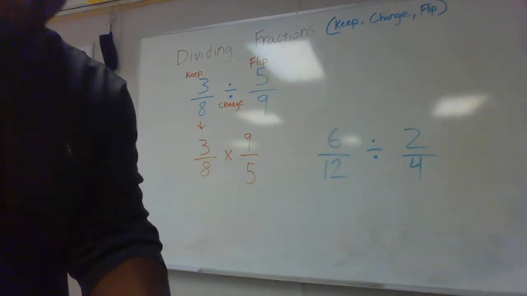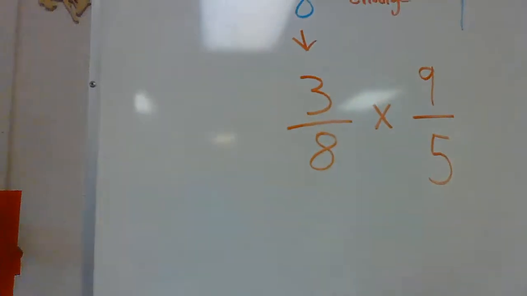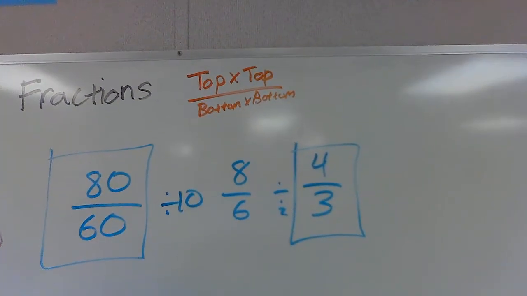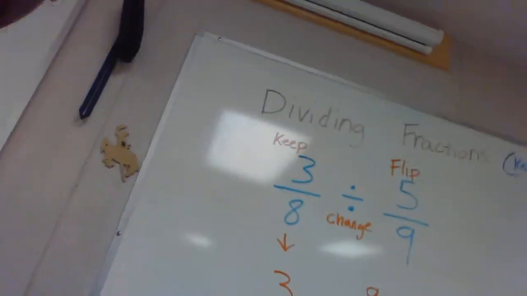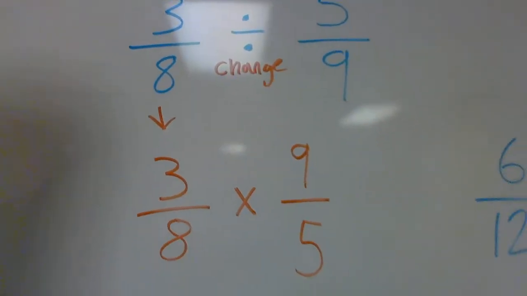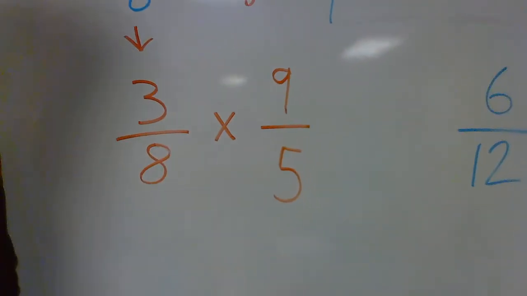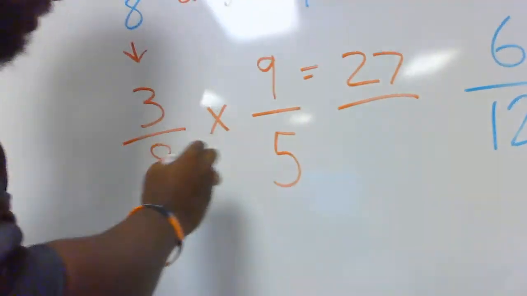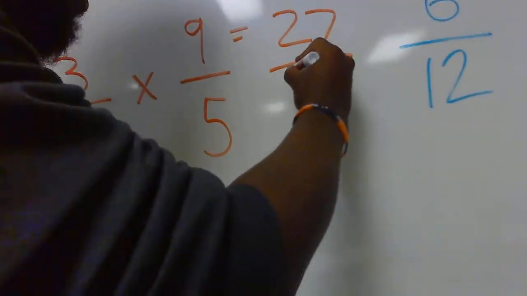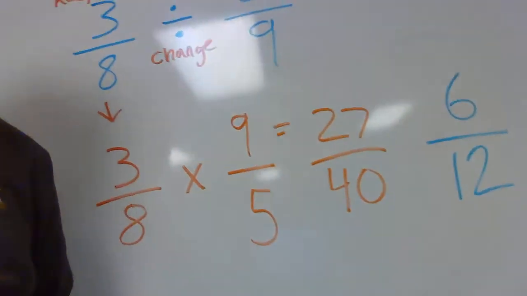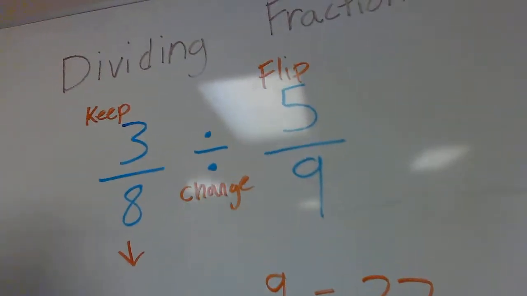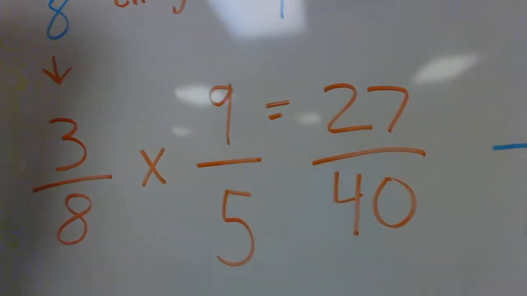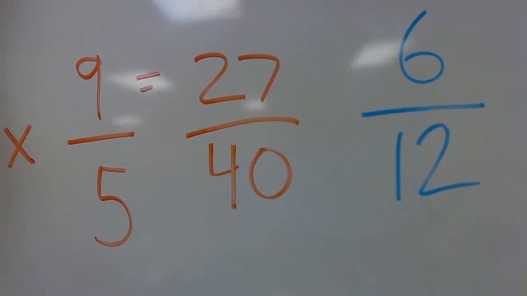Since this is a multiplication of fractions problem, all you need to do now to solve this is top times top, bottom times bottom. So after I change it using keep, change, flip, I need to multiply 3 times 9 equals 27 over 8 times 5, which is 40. So all the way back to the top, 3/8 divided by 5/9 is actually 27/40.